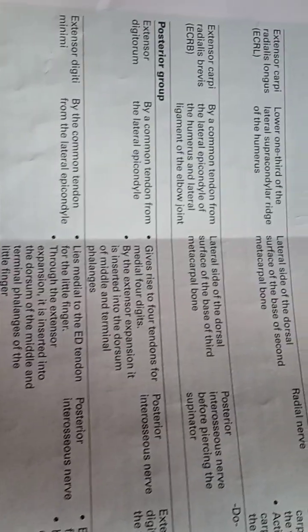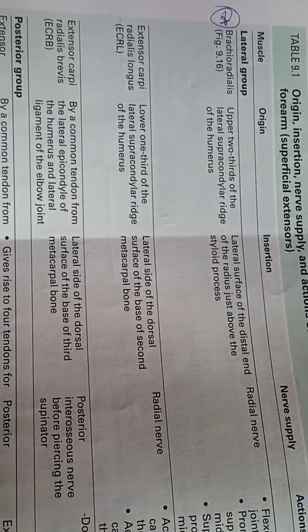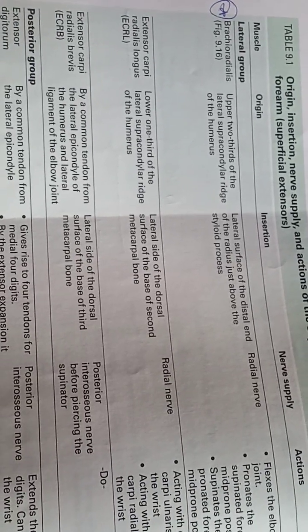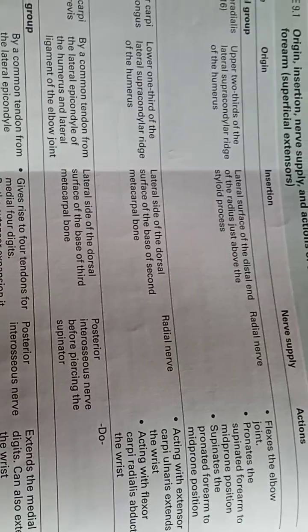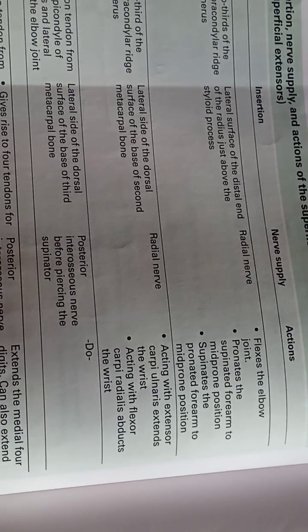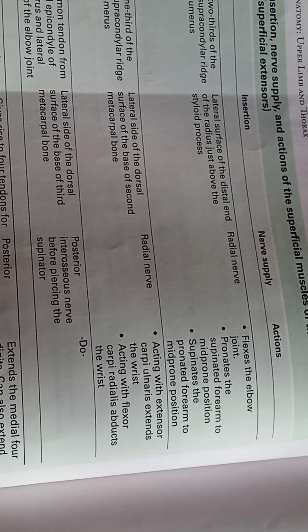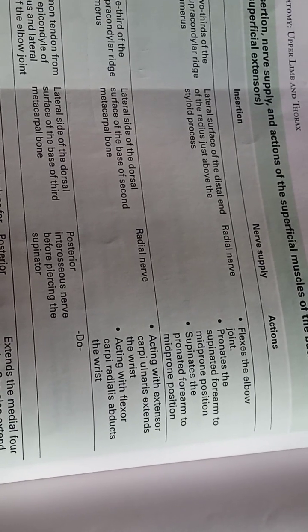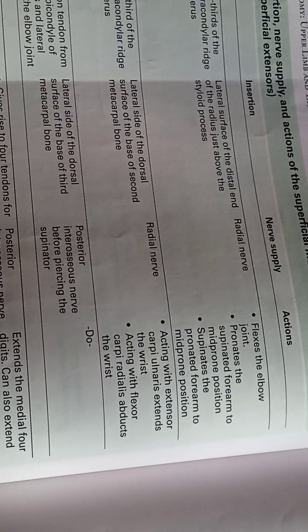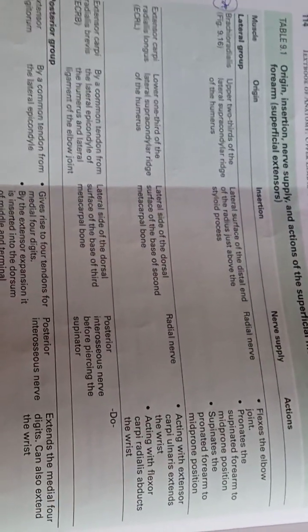Second option is extensor carpi radialis longus, which is a superficial muscle. It originates from the lower 1/3 of the lateral supracondylar ridge of the humerus and is inserted into the lateral side of the dorsal surface of the base of the second metacarpal bone. It is pierced by the radial nerve, and it acts with extensor carpi ulnaris to extend the wrist. With flexor carpi radialis, it abducts the wrist. So extension and abduction is done by extensor carpi radialis longus.